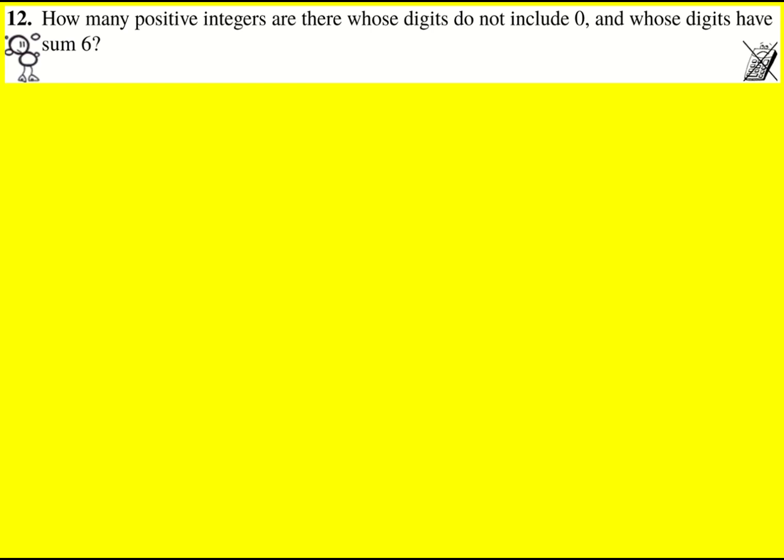Need a systematic method for doing this question. Now, my approach was to look at one digit, then two digits, then three digits, and so on. The answer did it a little bit differently, by considering whether you use six or five or four, and that way. But this is how I did it.